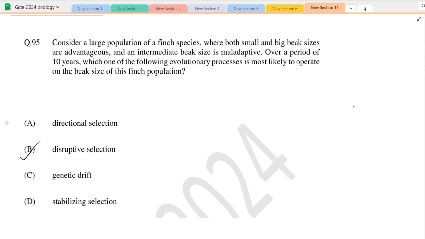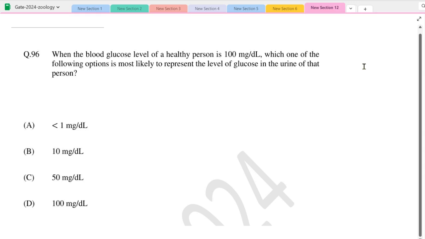Since the small and the big beaks are advantageous and confer a survival advantage, and the intermediate beak is maladaptive, clearly the intermediate beak would be lost if there is strong selection on this, and that again leads to speciation. Otherwise, this intermediate beak would be lost, and the small and the big beaks would be mostly selected and propagated. So this will be a clear example of disruptive selection. Moving on to the next question.